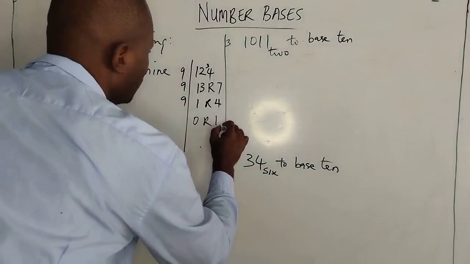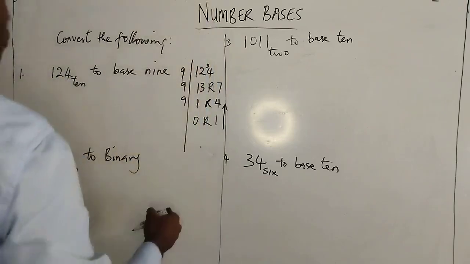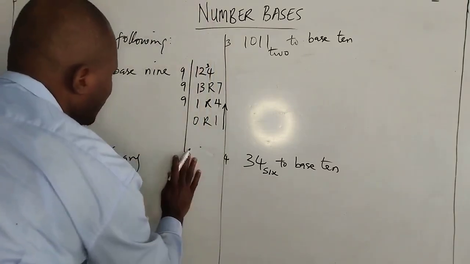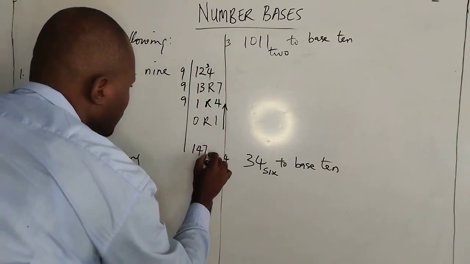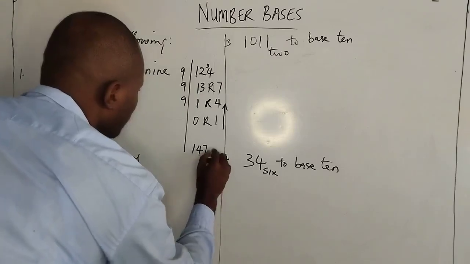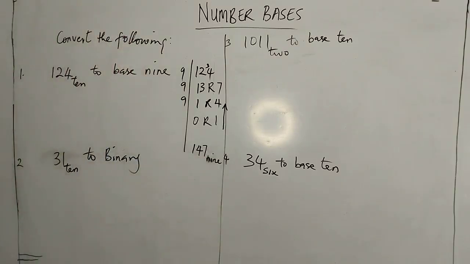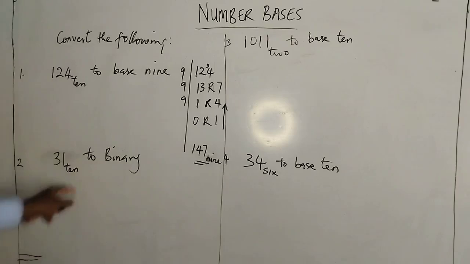To get your final answer, you read upwards. From down, you read upwards. So the answer is 147 base 9. That's the final answer. So the second one, 31 base 10 to binary.